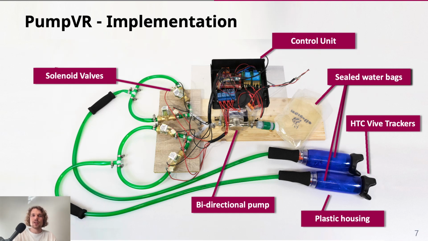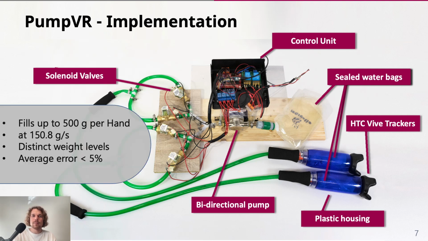A control unit communicates with the game engine via Bluetooth and controls the flow of water, depending on the in-app event. PumpVR fills up to 500 grams of water per hand. A technical evaluation yielded that the maximum weight is reached at an average speed of 150.8 grams per second. We also found that by varying pumping duration, PumpVR can produce 5 distinct levels of weight at an average error of less than 5%.